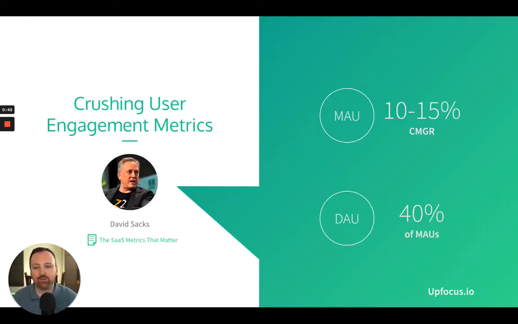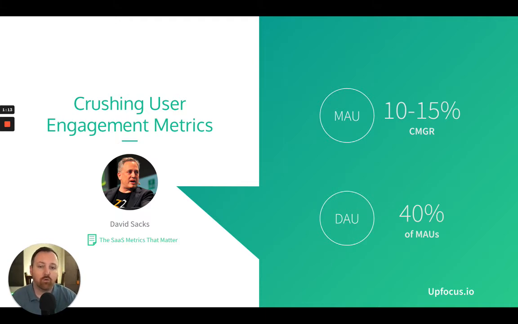So, crushing your user engagement metrics. There's a great article from David Sachs called The SaaS Metrics That Matter. Highly recommend that you check that out. In that, he does a great job of breaking down from an investor perspective what they are looking for to invest in. And what they're looking for is based on the fact that they've looked at hundreds or thousands of companies, and they have a good sense of what the companies that are performing well look like compared to the ones that are not.